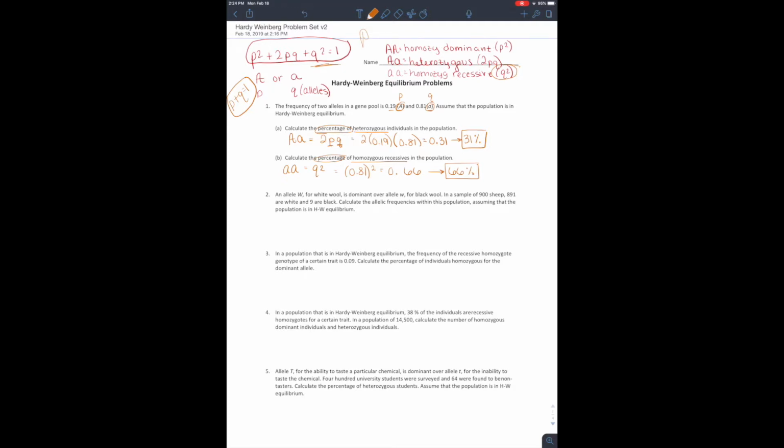The percentage of heterozygote individuals in the population is 31%. And if it wanted us to know the percent of homozygous dominant in this population, we would just find p squared, which would be 0.19 squared. All right, so let's keep moving forward with more questions.